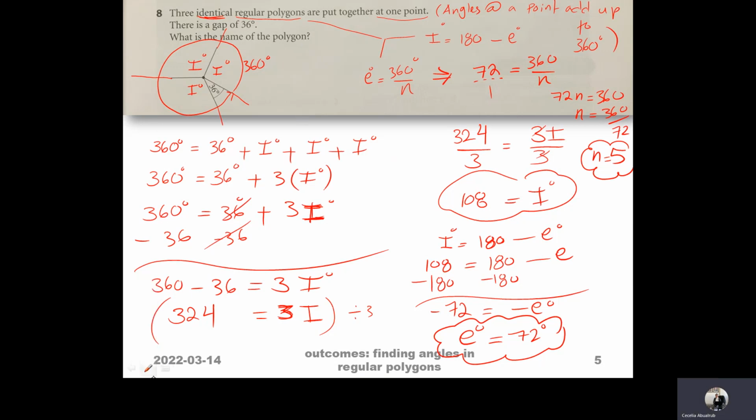So what we found in this question, we found I, that's equal to 108 degrees. We found E, and E is equal to 72 degrees, which is the exterior angle. And at last we found the number of sides, which is 5 sides. Accordingly, a regular polygon that has 5 sides is called a pentagon.